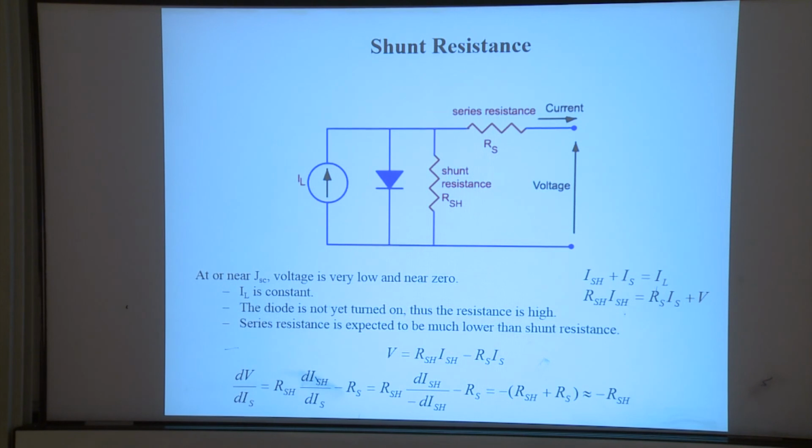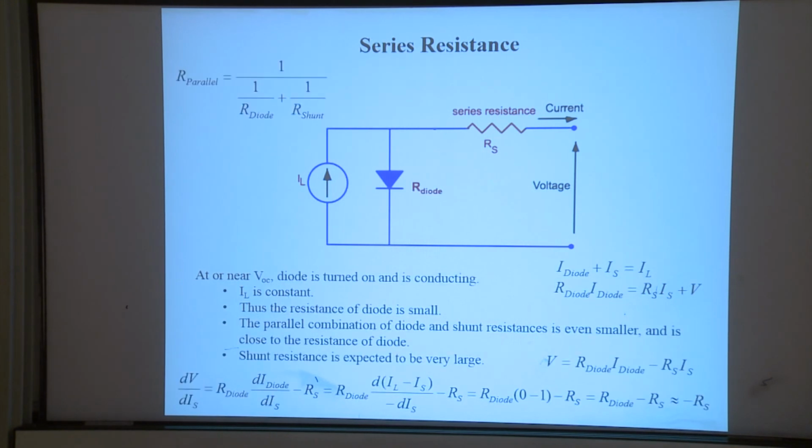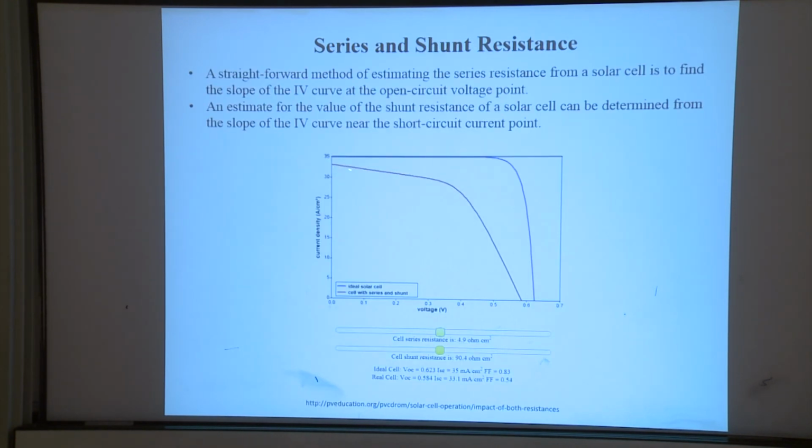Now, similarly, we will be able to tell the shunt resistance from the slope of the IV curve very near to ISC, short circuit current. That is the slope here. This is to find out the shunt resistance.